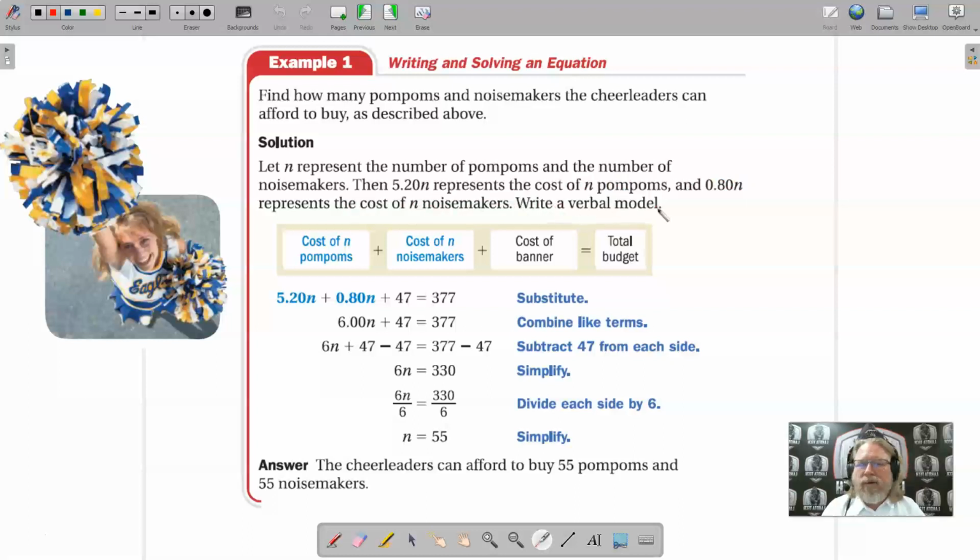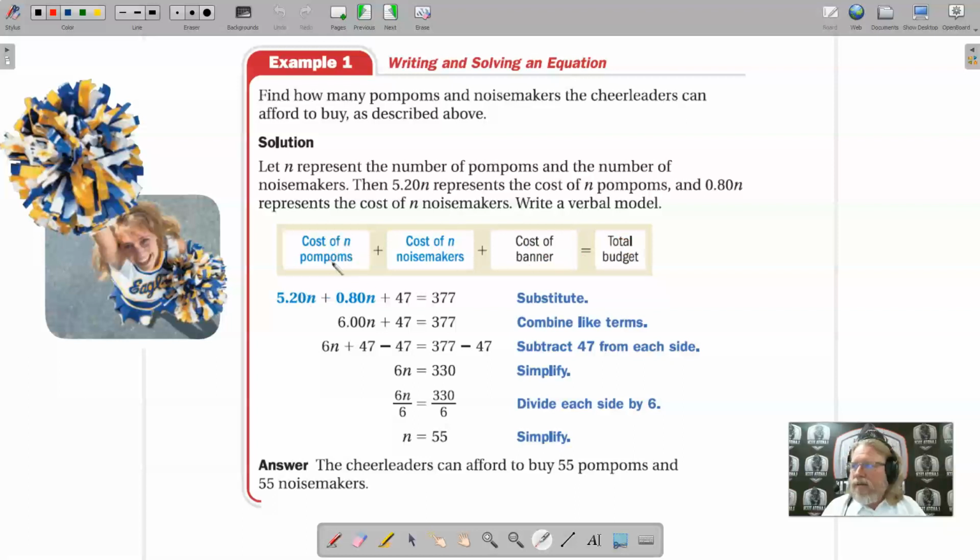So let's write a verbal model. Well, we know that the cost of the pom-poms plus the cost of the noisemakers, and remember, we're buying the same number of each. That's why n is what we're going to use for each of those. So the cost of the pom-poms plus the cost of the noisemakers plus the cost of the banner is going to equal their total budget.